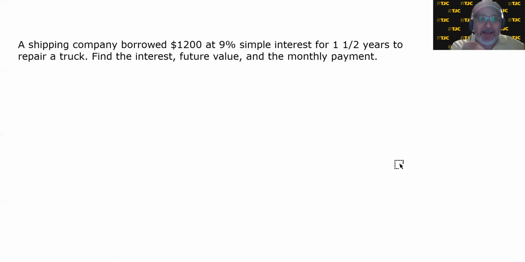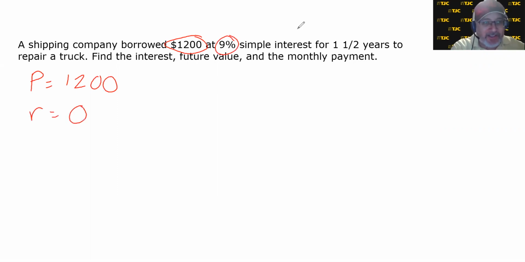Well, first, let's start by identifying all the information that we're given. They're borrowing $1,200, so that's going to be our principal. Their interest rate is 9%, so that's R, as a decimal 0.09. And our term is 1.5 years. Although it's in years, I don't like the fact that it's a mixed number, but you should know that 1 and 1/2 is the same as 1.5.